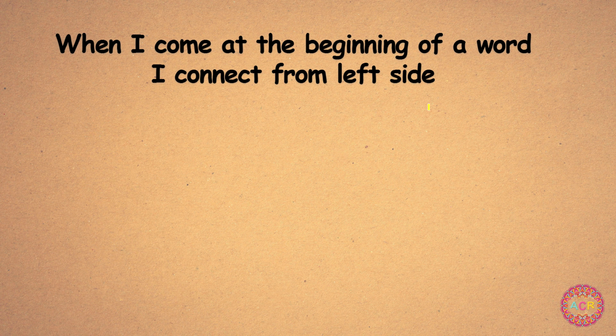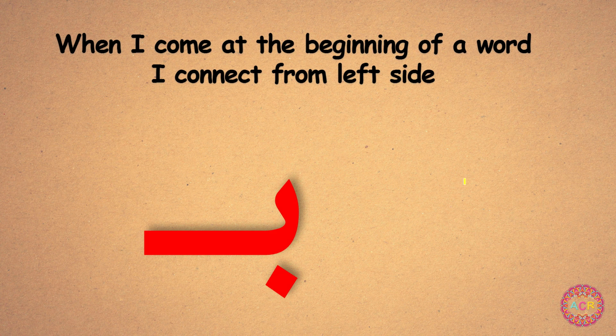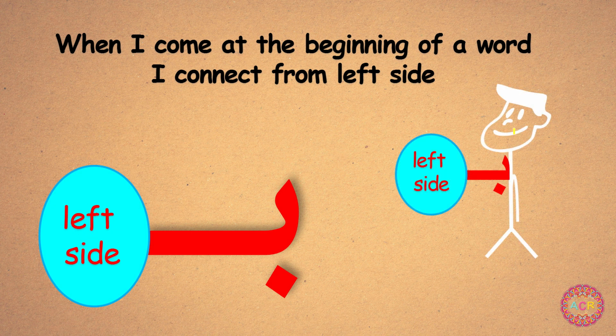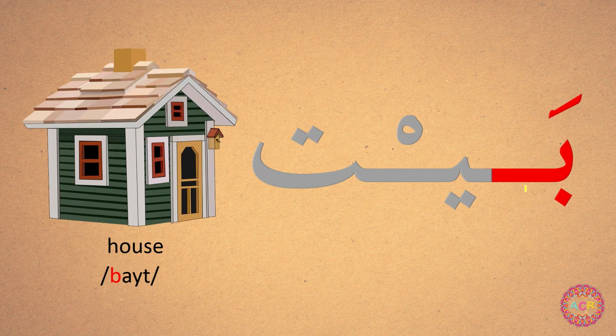When I come at the beginning of a word, I connect from the left side. Again, when we start Arabic, we start from right to left, so this is the beginning. If nothing is before me, I can only connect from the left side. Imagine this is a person who has both arms, right and left, but now he's being connected to the letter from the left side, as in bayt, house. As you see, the letter ba here is connected from the left side.